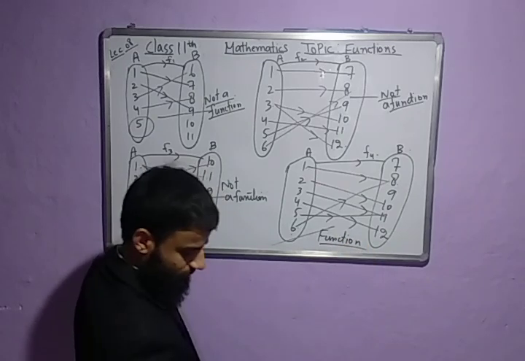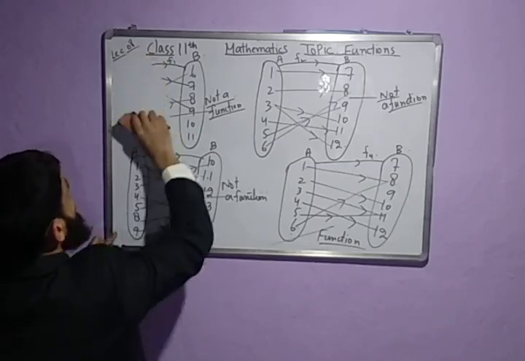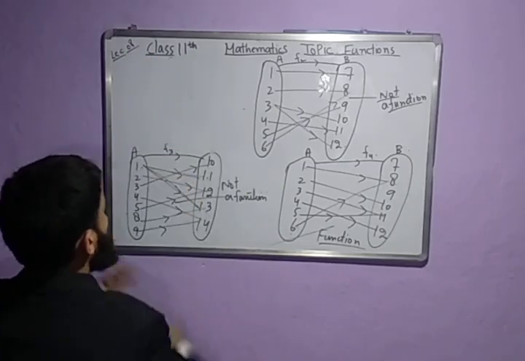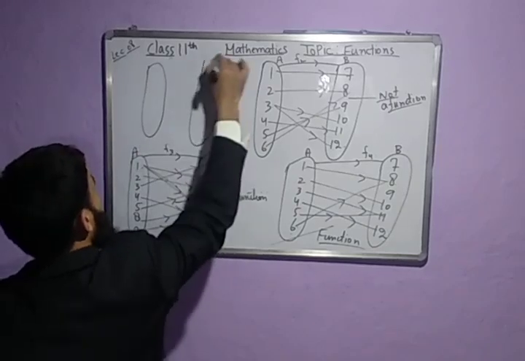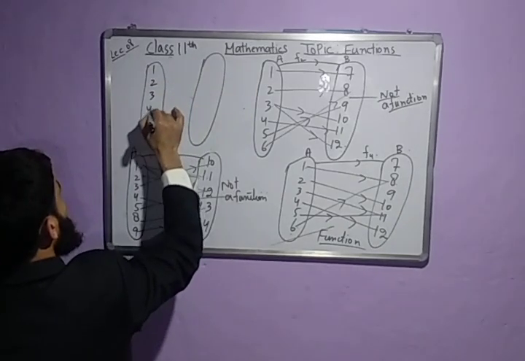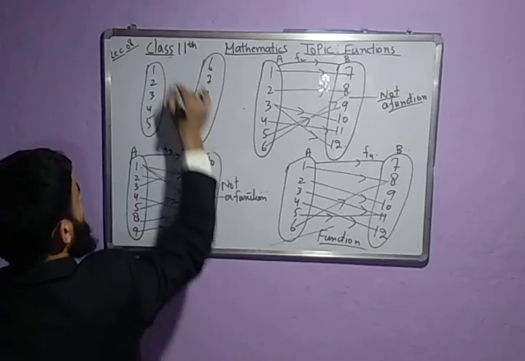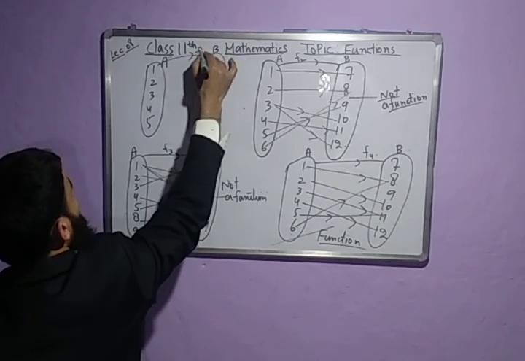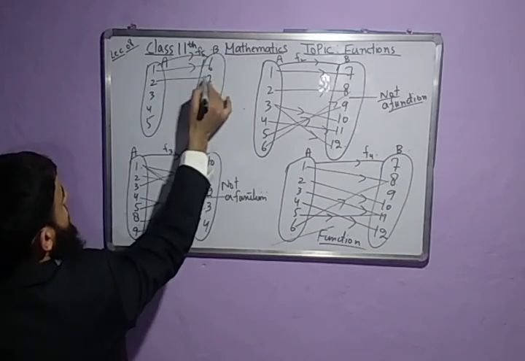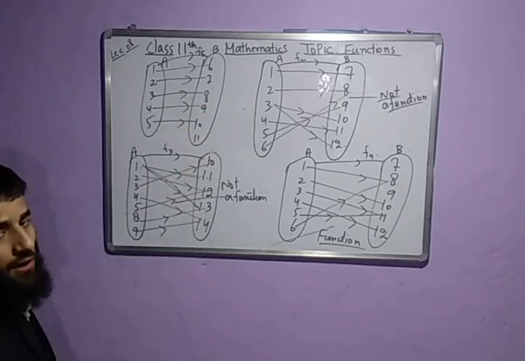Okay, let's give another example. Let's suppose this is 1, 2, 3, 4, 5, 6, 7, 8, 9, 10, 11. Let's suppose this is my set A and this is set B. The relation is F5. 1 is related to 6, 2 to 7, 3 to 8, 4 to 9, 5 to 10. Is this a function? Yes, it is a function.